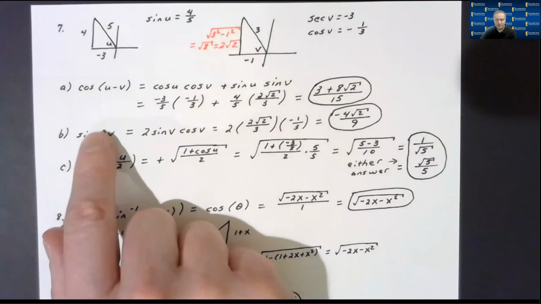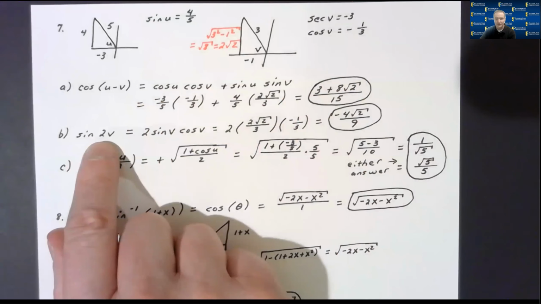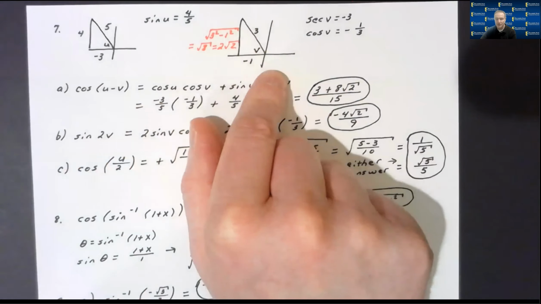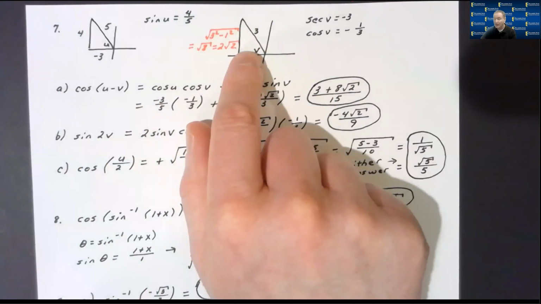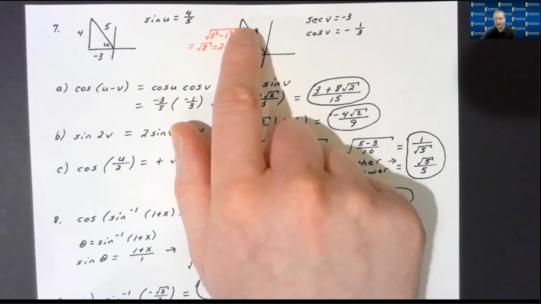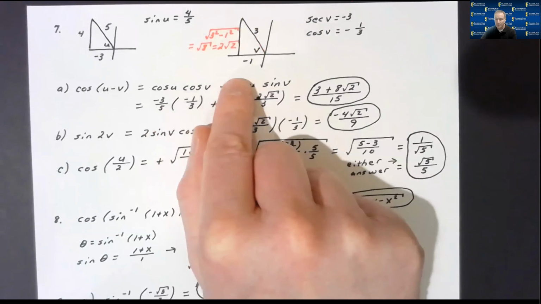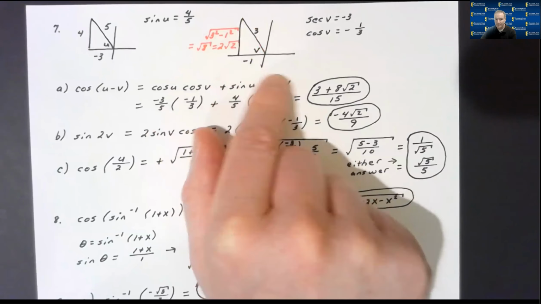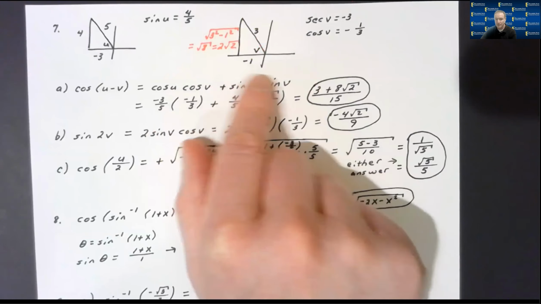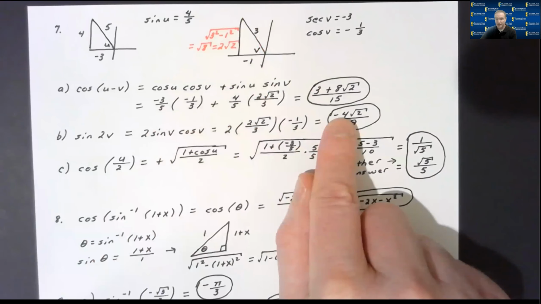Now, if we take our sine of 2 times v, if I take double this angle and try to take the sine of it, I already know my answer better be negative, because if you double any angle in quadrant 2, you know you're going to be down here, and the y component is going to be negative. So no surprise that I get a negative.